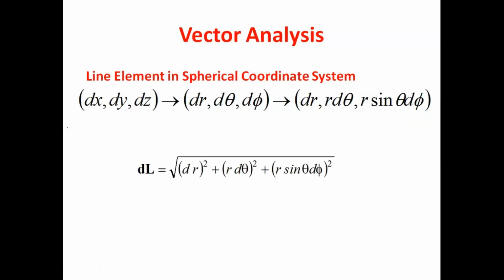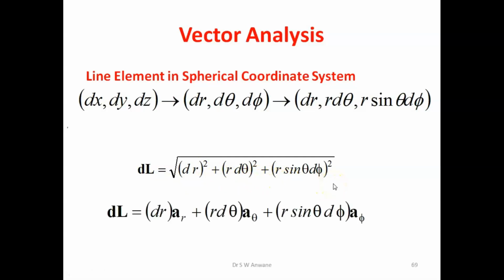So the length element magnitude can be represented by the square root of dr squared plus (r d theta) squared plus (r sin theta d phi) squared. So dl bar can be expressed as dr a_r cap plus r d theta a_theta cap plus r sin theta d phi a_phi cap. This is the vector representation of length. This is the magnitude of length between 2 points which are subjected to dr, d theta, d phi variations, and it is on the spherical surface.